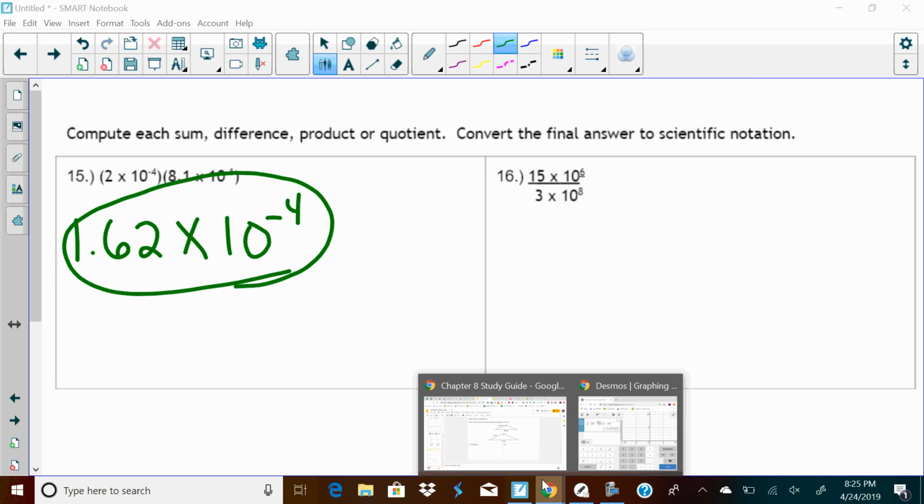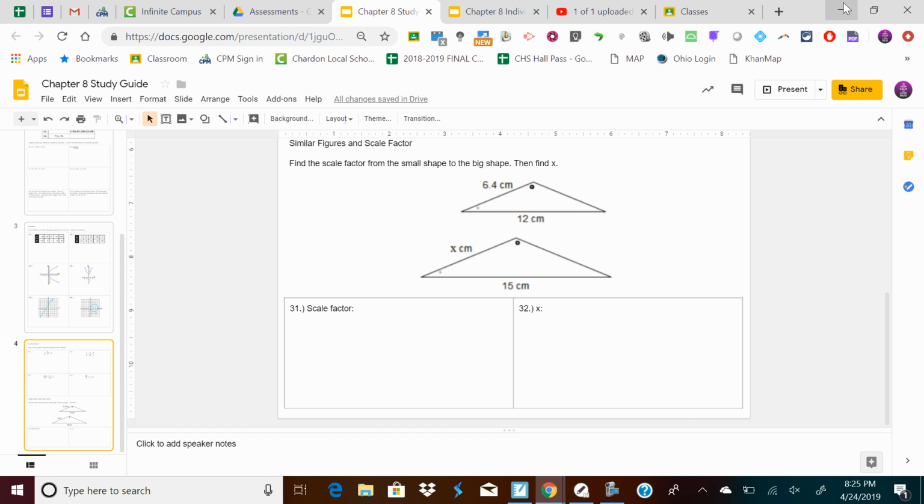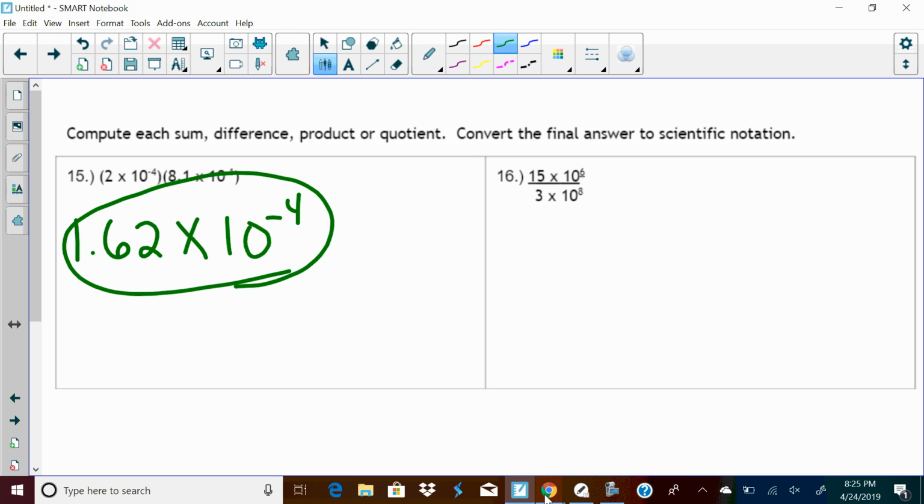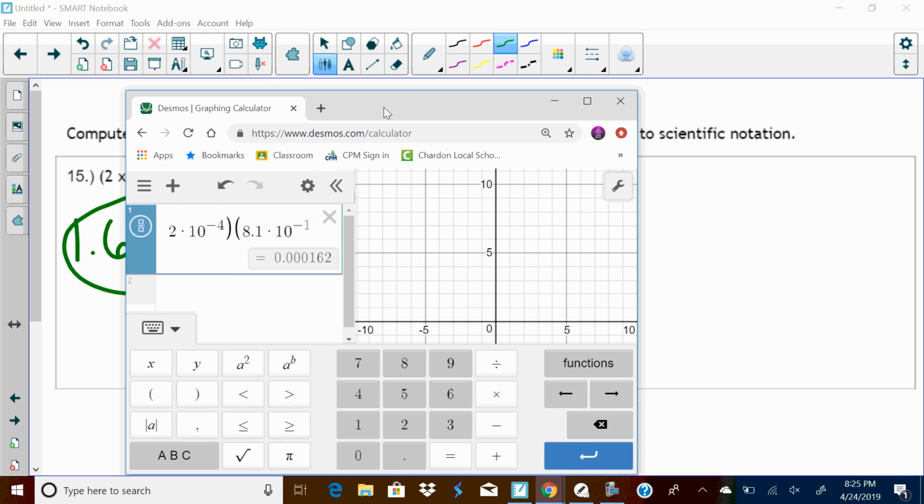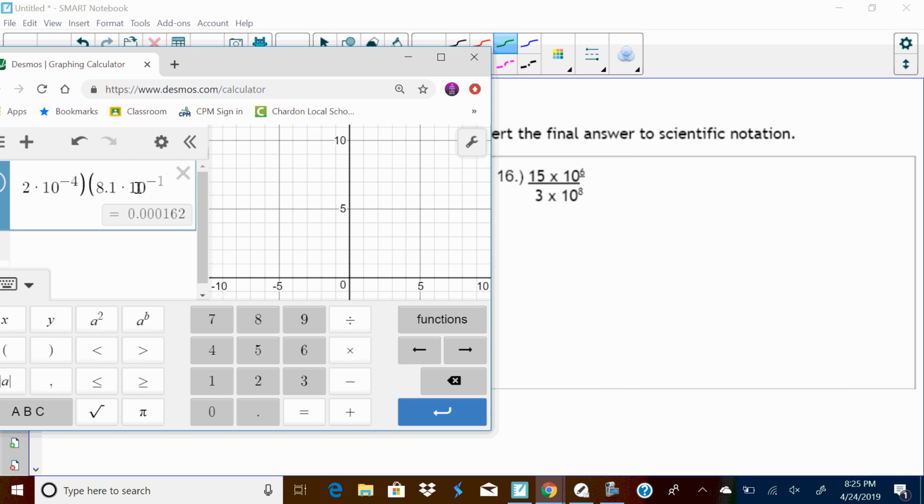Problem number 16. Use Desmos again. I'm just going to change my numbers. So 3 times 2 to the 8th power, and on the top I have 15 times 10 to the 6th power. So the answer is 0.05. So it's 5 times 10 to the -2.